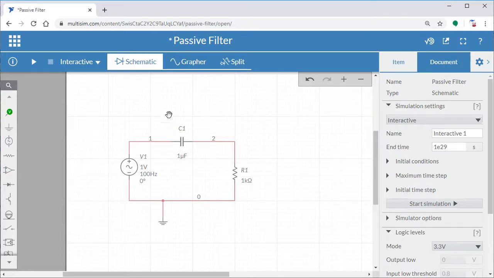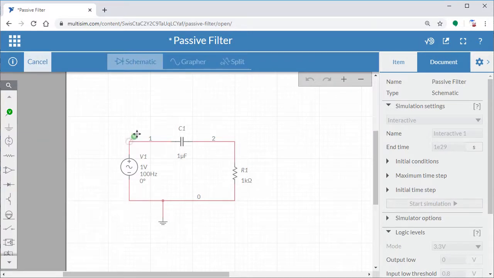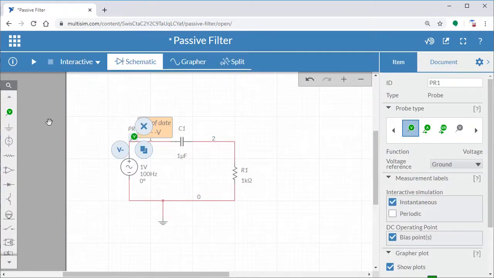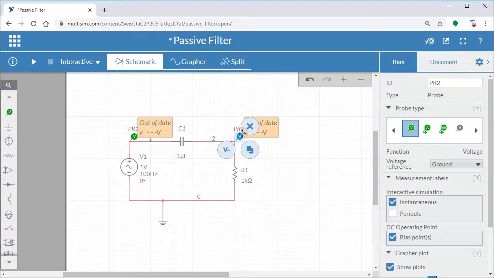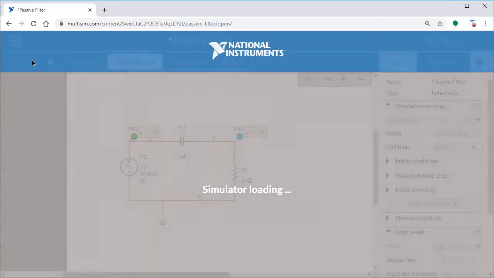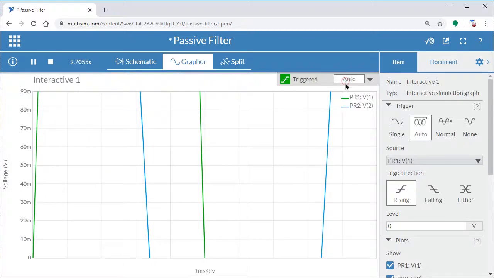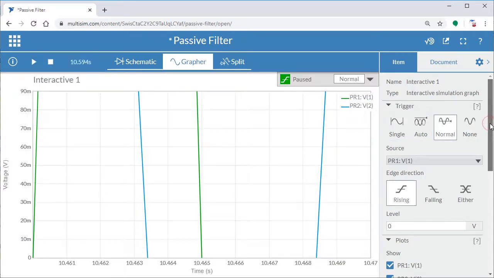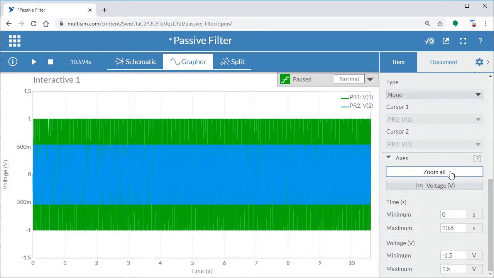We have a capacitor and resistor and a sine wave generator. So if we just add a voltage probe for the supply voltage and a voltage probe for the resistor voltage, some people would think that would give us the capacitor voltage, but it doesn't. It only gives us the supply and the resistor voltage, as you can see when you simulate. So you click simulate, go to grapher. You can change the trigger sometimes, but the easiest way to see all of your graph is to pause the simulation, scroll down, and when you click zoom all, it zooms all the axes.